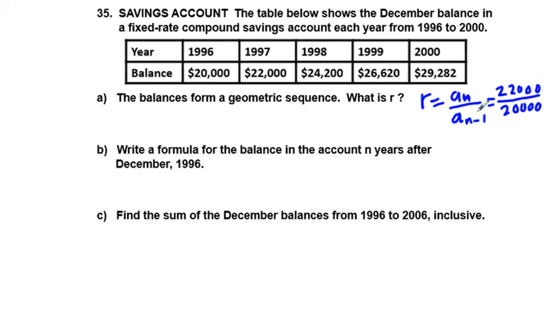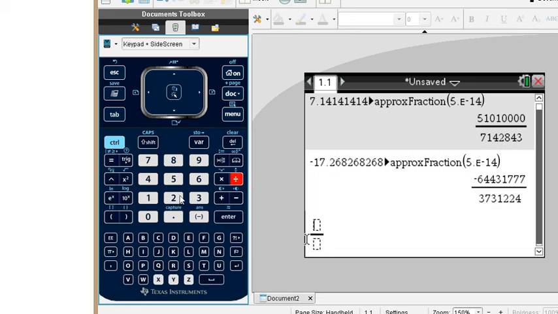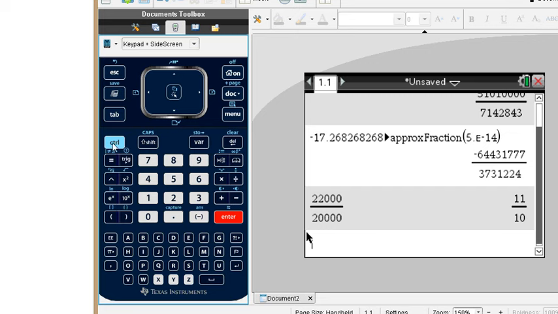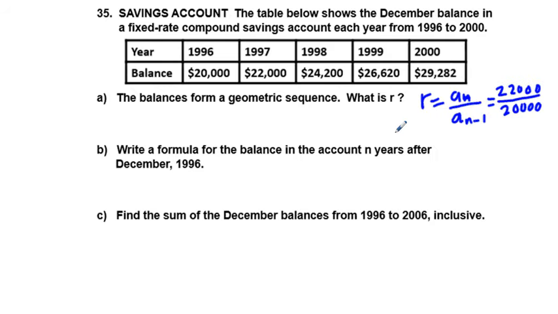Now, that should be pretty easy to figure out what it is, but just in case it isn't, we go to calculator, we press control, and the division 22,000 over 20,000. We get 11 tenths, and that's 1.1. 11 tenths is 1.1. So we go back here, and we'll say R is equal to 1.1. And we could have taken any two succeeding terms. We just picked the first two.